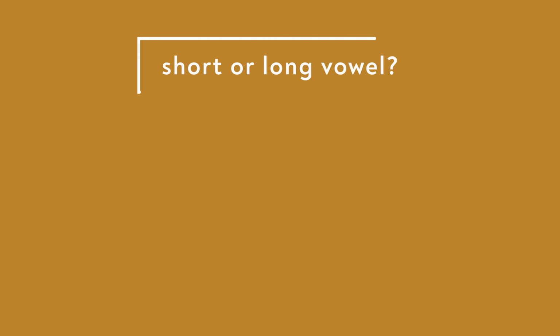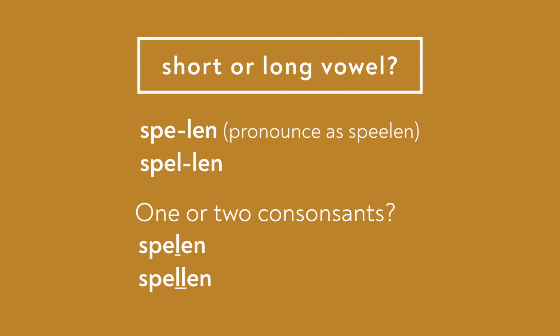Now, how do you know if an infinitive verb is pronounced with a long or short vowel? This has to do with the syllable. If the syllable ends in an open vowel, the pronunciation is long. So our verb spelen in syllables will be spe-len. The verb spellen in syllables will be spel-len. Or if you want an easy fix, just check if the infinitive has one consonant between the two vowels or two. So one consonant is pronounced long, spelen, and two consonants is pronounced short, spellen or werken.